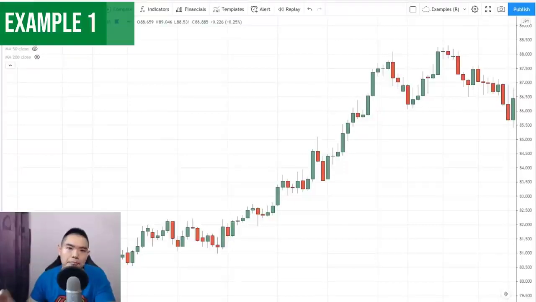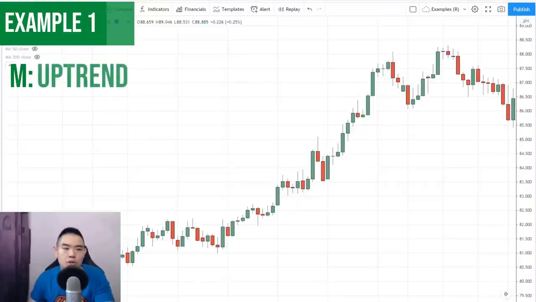So remember the May formula. First thing we are looking for, number one, is M. What is the market structure? Uptrend, downtrend, or range? I'm sure you can agree with me that this market is in an uptrend, a series of higher highs and higher lows, so uptrend. So once you know that the trend is up, do you want to be buying or selling? I'm sure you can agree that you want to be a buyer.